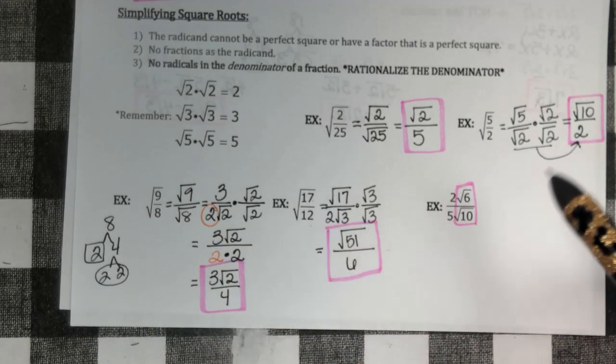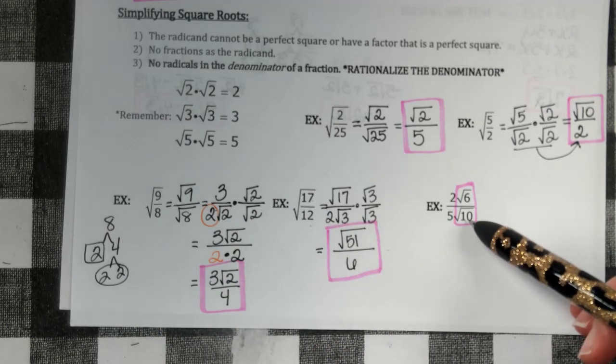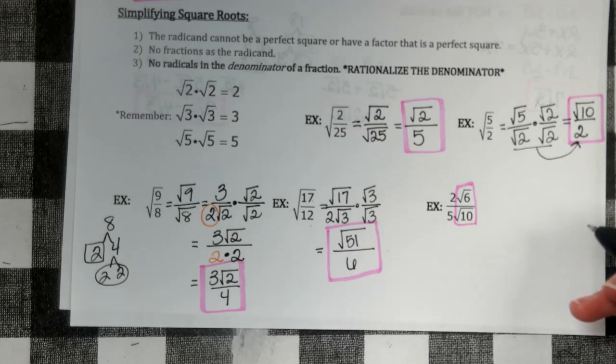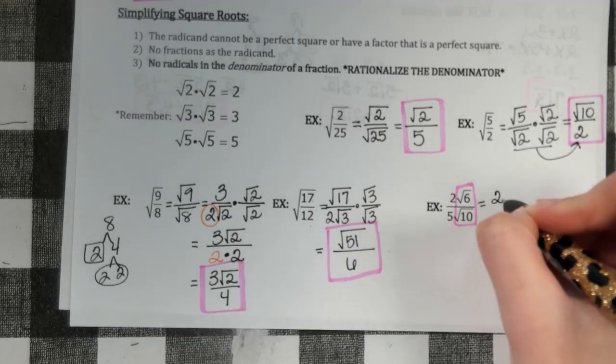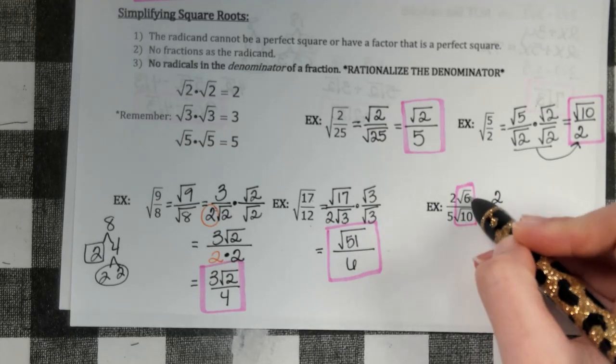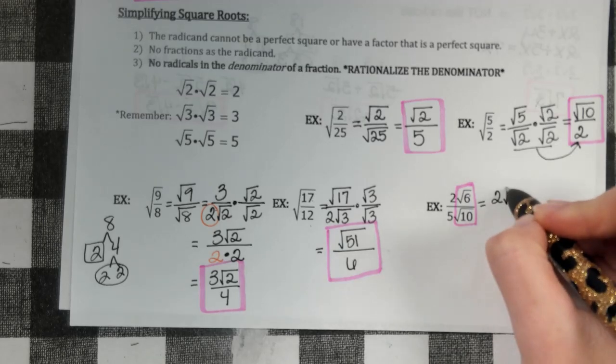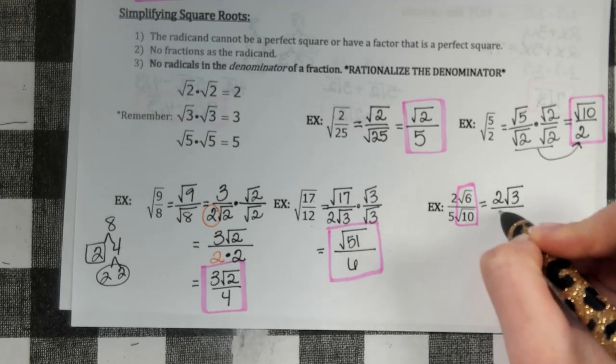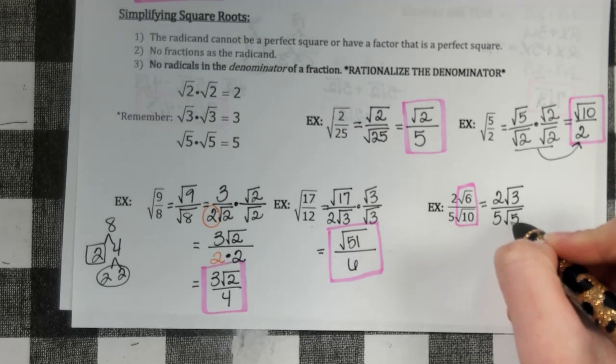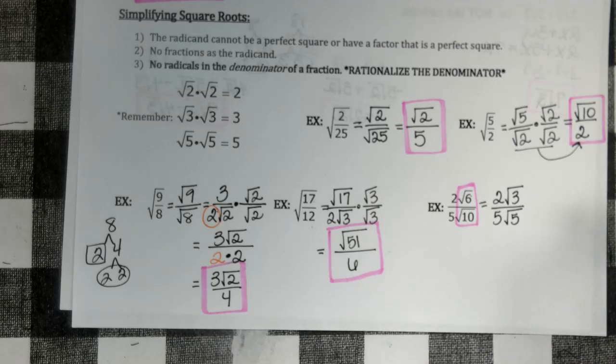You can't simplify this. You could simplify this because they're both radical. It's not wrong if you didn't, so don't erase it. You'll get the same answer, okay? But if I were doing it, I would see 2 square root of 6 over 5 square root of 10. 6 and 10 simplify to, so 2 square root of 3 and 5 square root of 5. You can do that because they're both radicals.